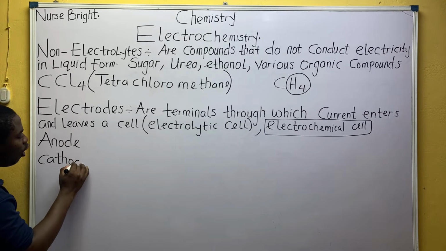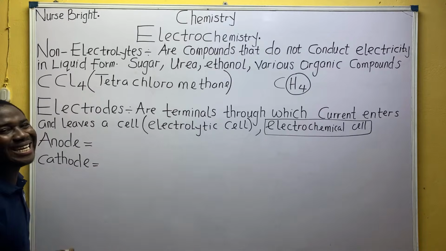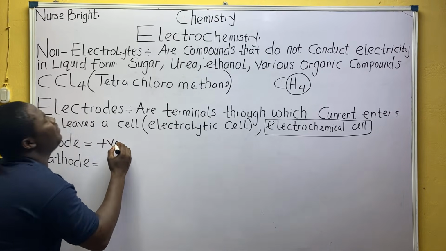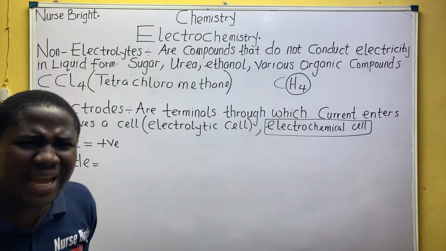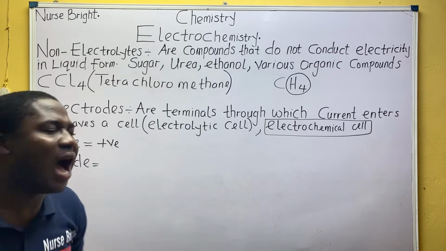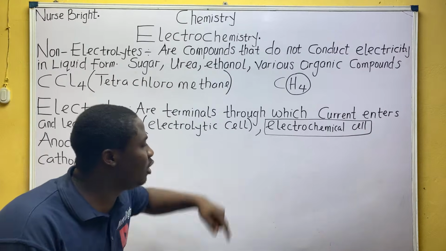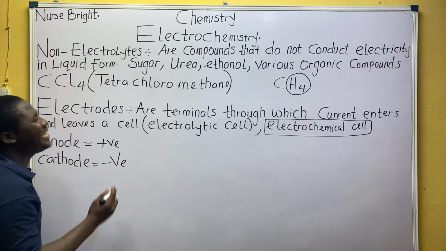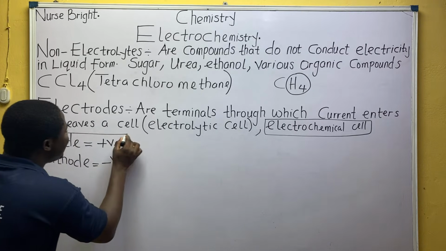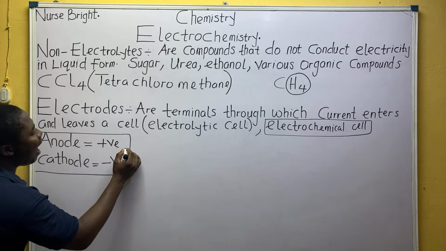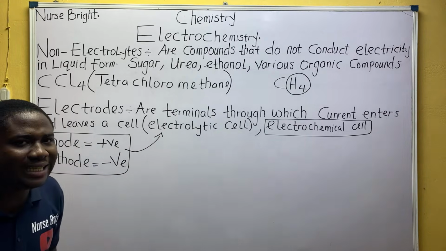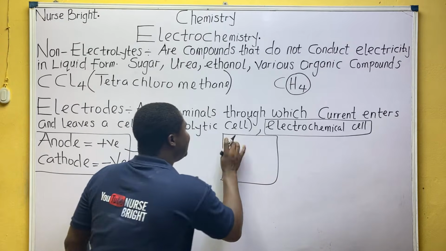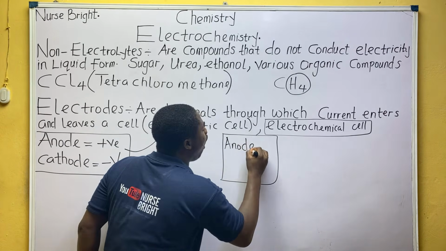There is something I have to tell us, we must pay attention. Class, listen. In an electrolytic cell, the anode is positively charged. Me saying plus V here simply means positively charged. Anode in electrolytic cells has a positive charge. What about cathode? Negatively charged. All these are for the electrolytic cell.